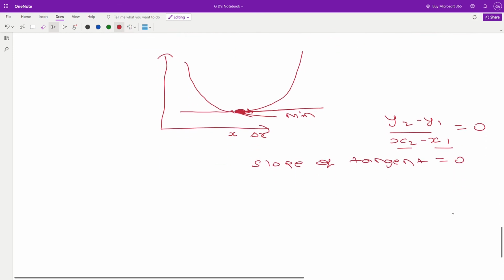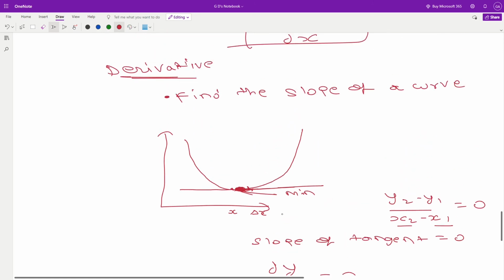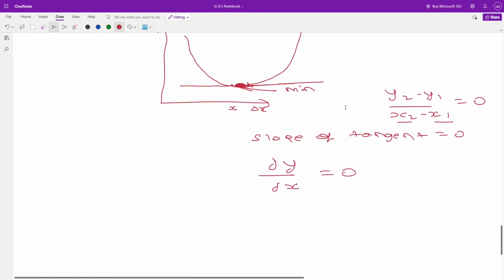When I say the slope of the tangent is 0, the derivative of this function would be 0 at this point. So here the derivative can also be used to find the minimum or maximum of a function. Why am I saying maximum? Because wherever your slope is 0, we can say it is a minimum of a function.